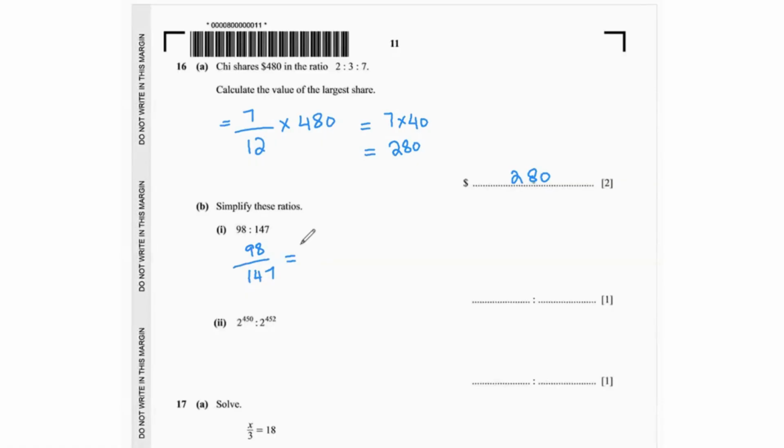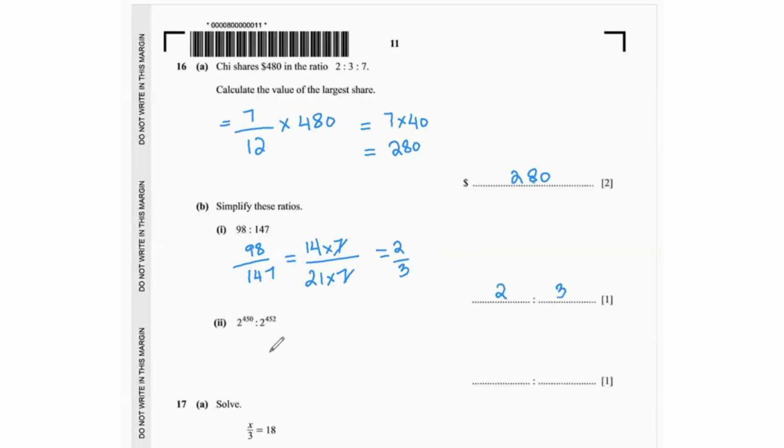So both 98 and 147 are divisible by 7. 14 times 7 is 98, and 21 times 7 is 147. 7 gets cancelled out. 14 and 21 are also divisible by 7, so that's going to be 2/3. So this is the simplified ratio.